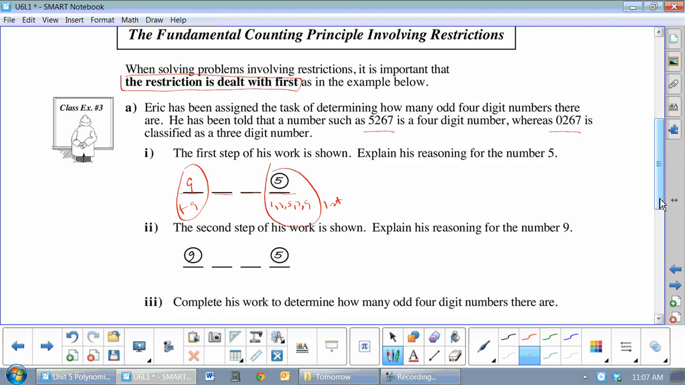10. I have 0 through 9 to pick for that one. How many choices on the next one? 10 again. So you go 9 times 10 times 10 times 5, and you get 4,500. Okay? That's how many 4-digit odd numbers there are in the world.